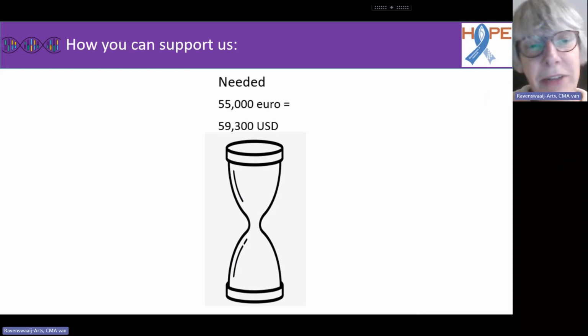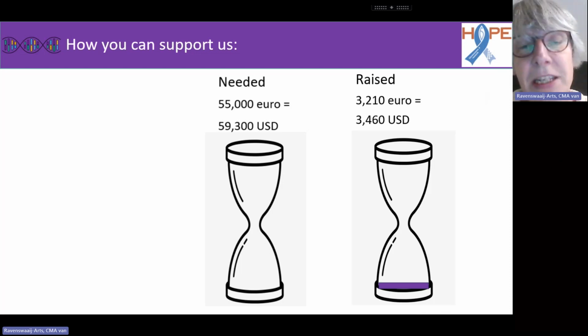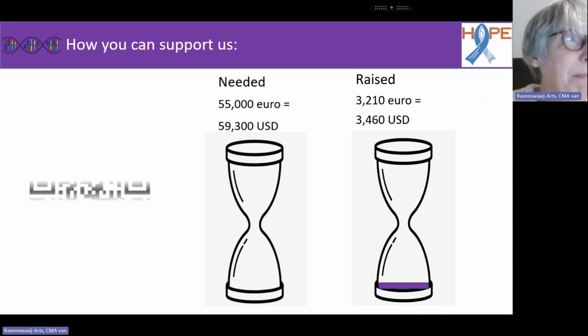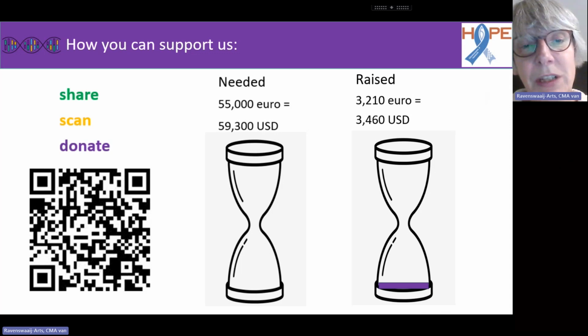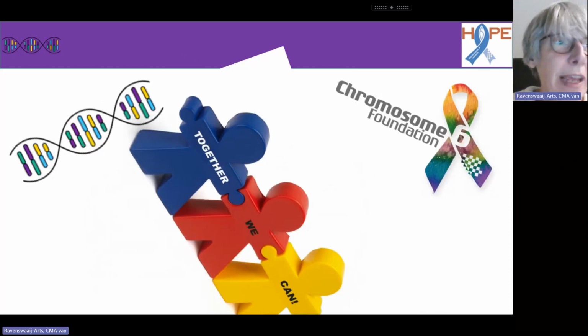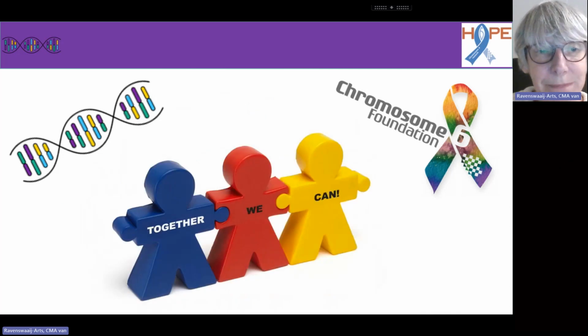In our recent letter to the Facebook group, we explained that 55,000 euros is needed to secure the continuation of the project. Since our first webinar, we raised over 3,000 euros. This is a great start, so let's continue this good work. Simply share this QR code within your social networks. Ask people to scan it and donate whatever they like. All little bits will help because together we can make this happen.